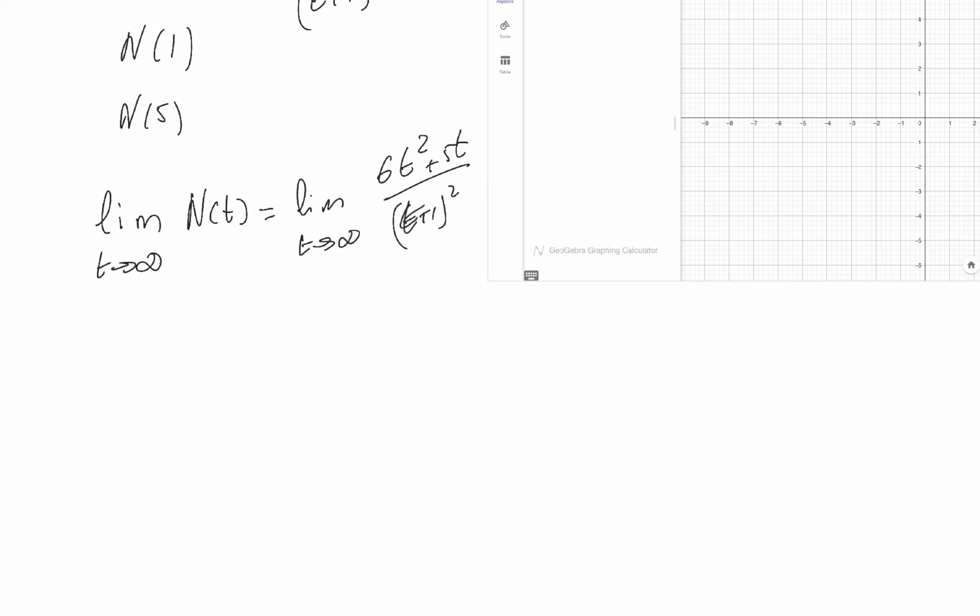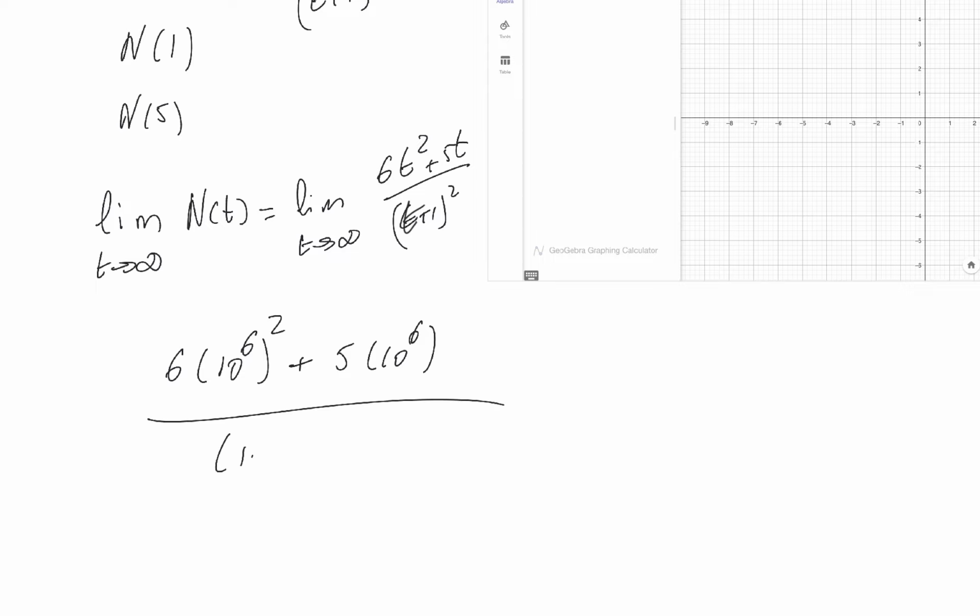The first way is a visual way, which is to draw the function. The second way is to plug in numbers. If you plug in a big number because t goes to infinity, for example 1,000,000, 10 to the 6, squared plus 5 times 10 to the 6, divided by (10 to the 6 plus 1) squared, to what will this number go? It will go to approximately the number 6. So 6,000 units will be produced after t goes to infinity.